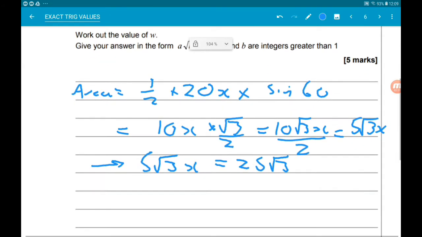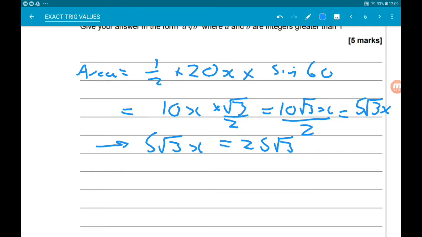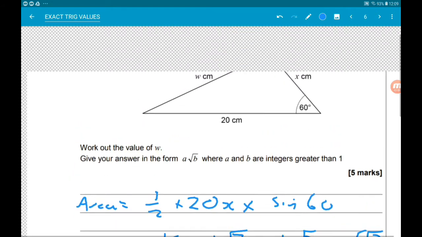Now, quite nicely there, we have a common factor of root 3 on both sides, so that divides away. So 5x is equal to 25. Therefore, x is 5. So, at this point, we now know the value of x, which is 5.